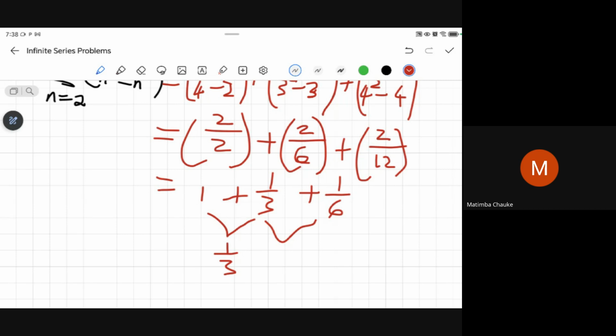Let me check. 1 over 6 divided by 1 over 3. The reason I'm writing this is that someone would say, let me try the geometric series, right?